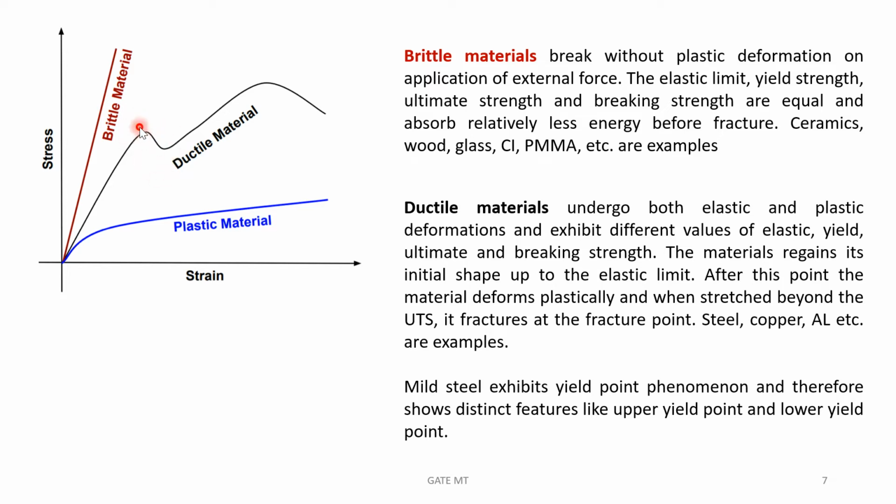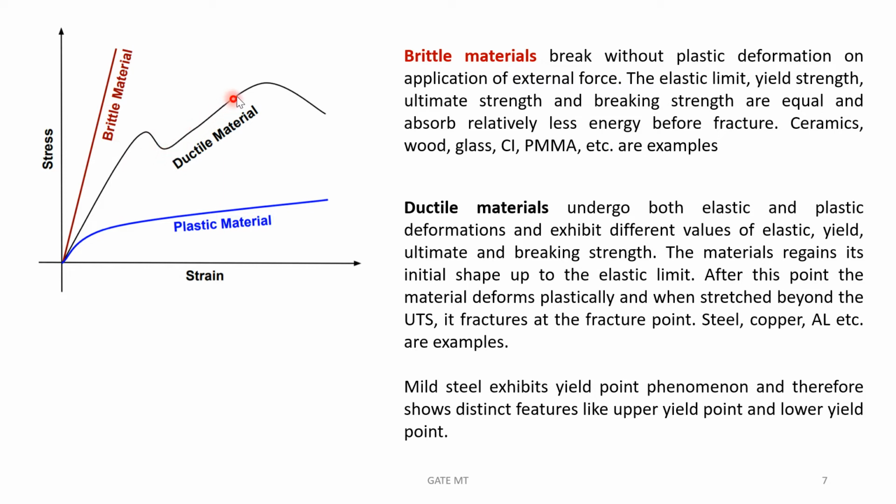And due to the Cottrell atmosphere, the dislocations will be pinned at that point, and after reaching a certain value of stress, the dislocations will be set free. And a large amount of strain will take place at a lower value of stress, that is the dip in the value of stress. So this is the yield point phenomenon in materials like mild steel.